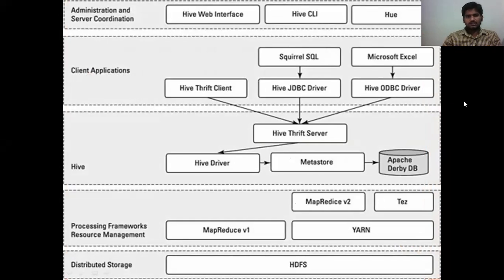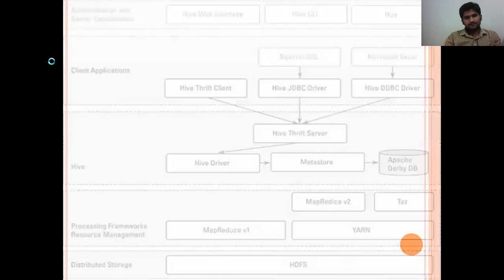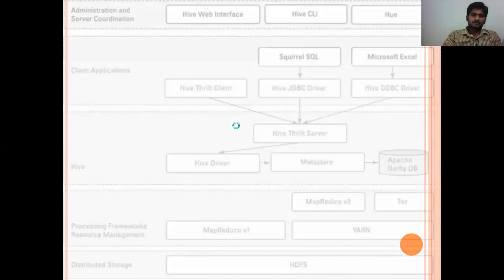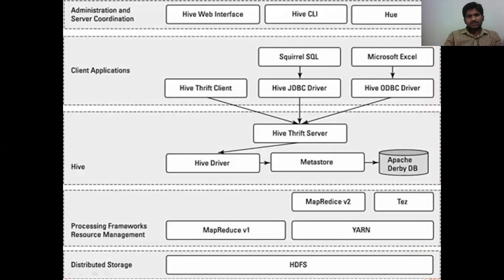So how these clients and Hive process and the distributed storage and processing framework. These are the sides you can see here. Administration and server coordination, client application and Hive and processing framework, resource management and distributed storage. So this is the Hive architecture in detail.